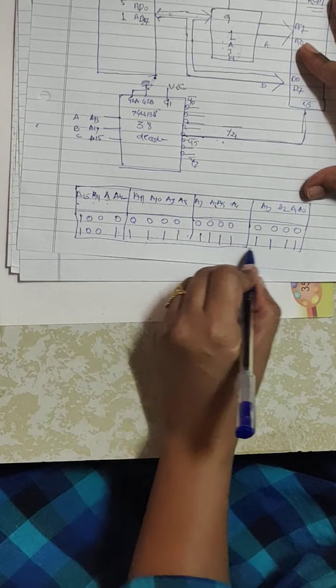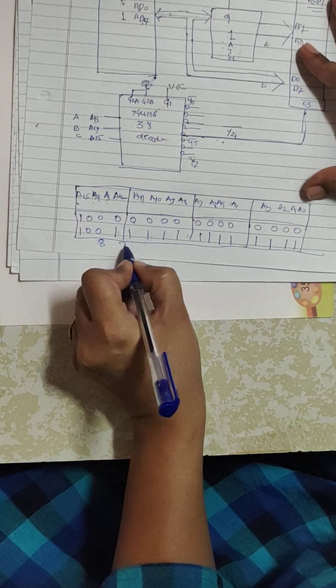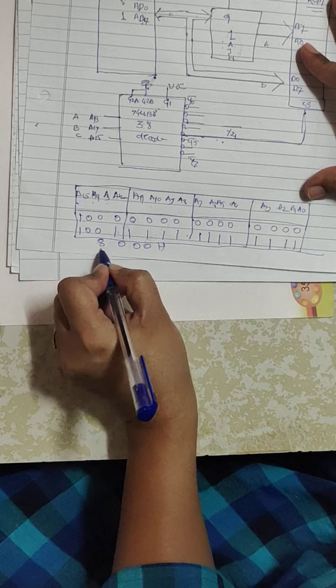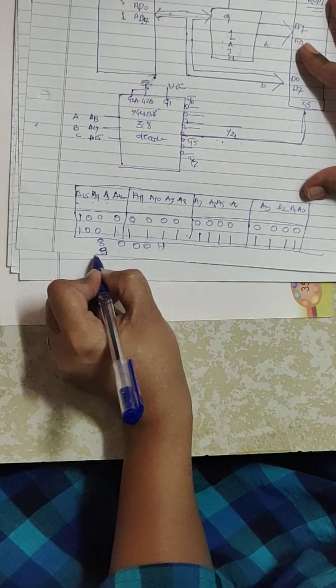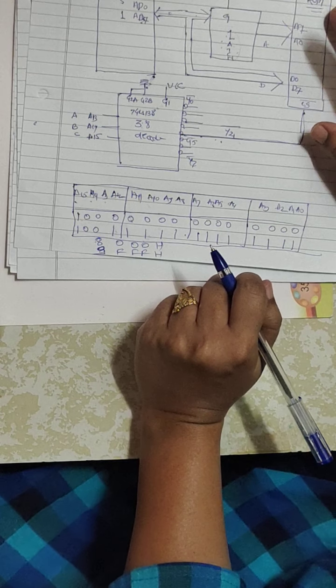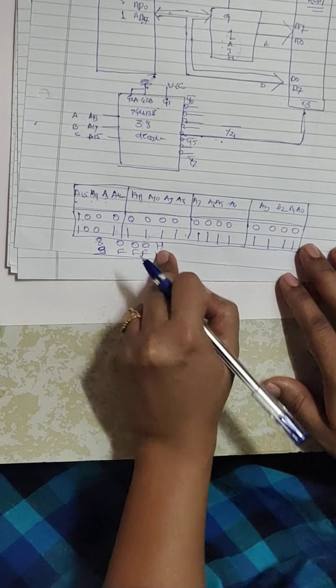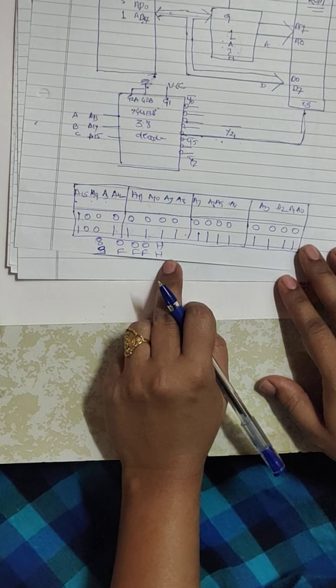So this is the starting address, that is 8000H, and 9FFFH is the end address. 8000 is the starting address and 9FFF is the end address.